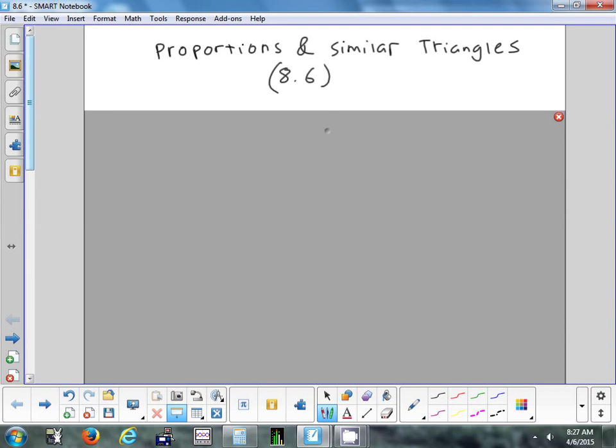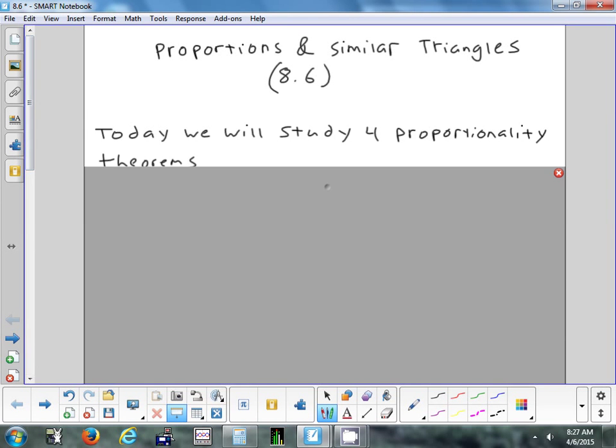All right, take a look at section 8.6. Last time in 8.5, we looked at a couple ways to prove triangles were similar. We looked at side, side, side, side, angle, side, and using similar triangles to find distances, lengths, all kinds of stuff.